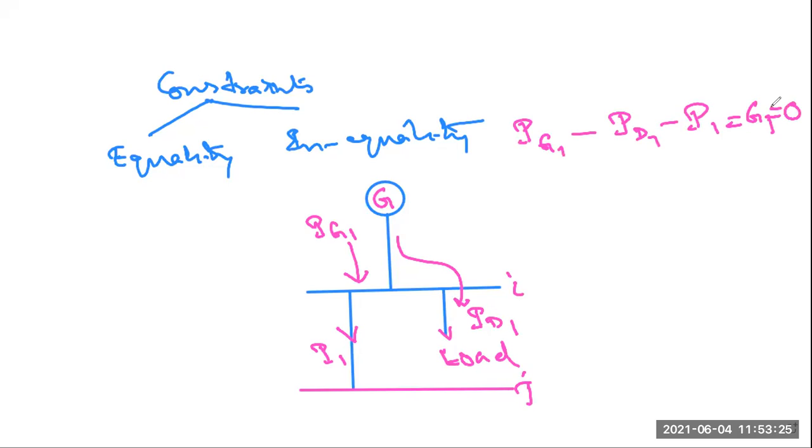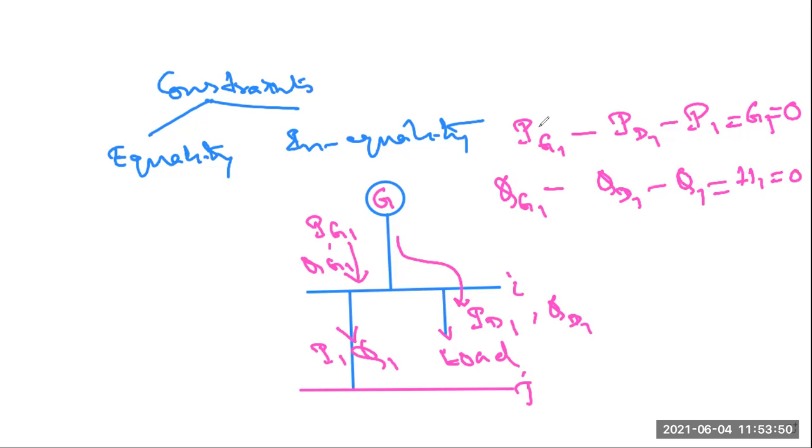This is a load balance equation. Similarly, the case is with the reactive power also. Let us say this is QG1, the reactive power, and this is Q1, and this is QB1. So we can write the equation for the reactive power: QG1 minus QD1 minus Q1 equal to H1, and this should be equal to 0, because total generation minus total load minus total power flow should be equal to 0.